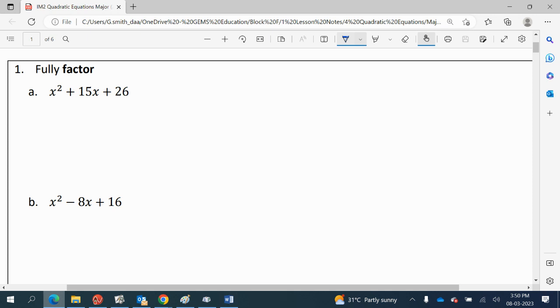Okay, let's have a go at solving the questions on the practice paper. In this first one, we need to look at the factors of 26, which is 1 times 26, and 2 times 13. We need a sum equal to 15, so we've got x plus 2, x plus 13.